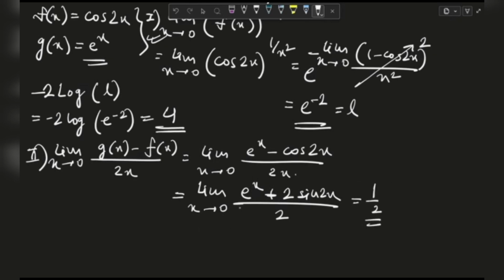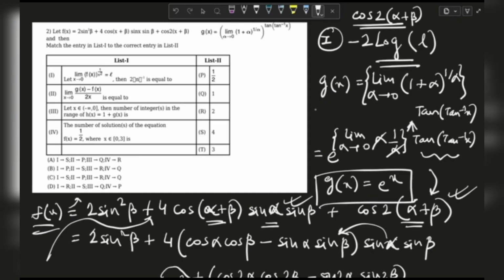Pretty easy. And now for our option number 3, I will look at it once, I don't remember what it was. So option 3 says that x is tending from minus infinity to 0, the number of integers in the range of h of x equal to 1 plus g of x. And in option number 4 we have the number of solutions for the equation, with the graph also included, and the range is given 0 to 3. Okay, understood. Let's do this.